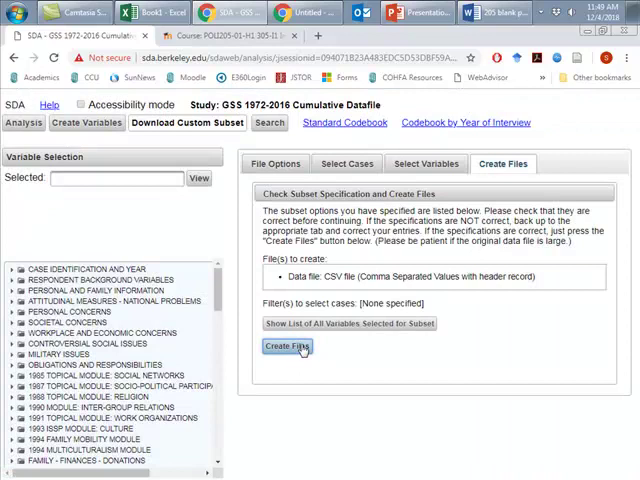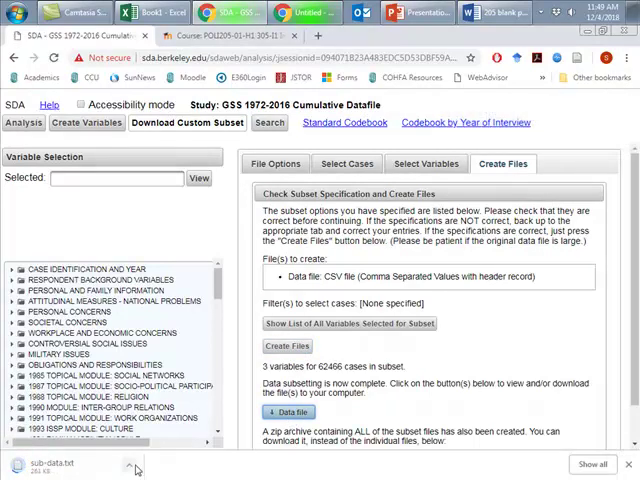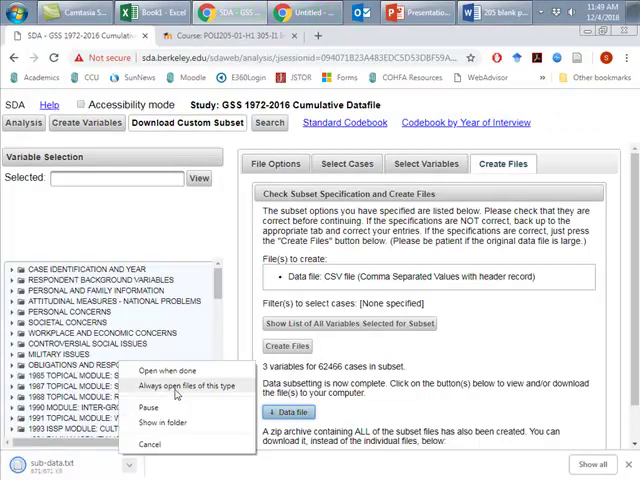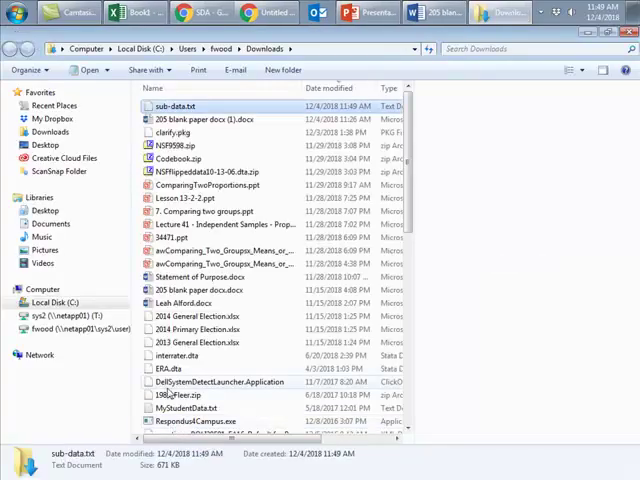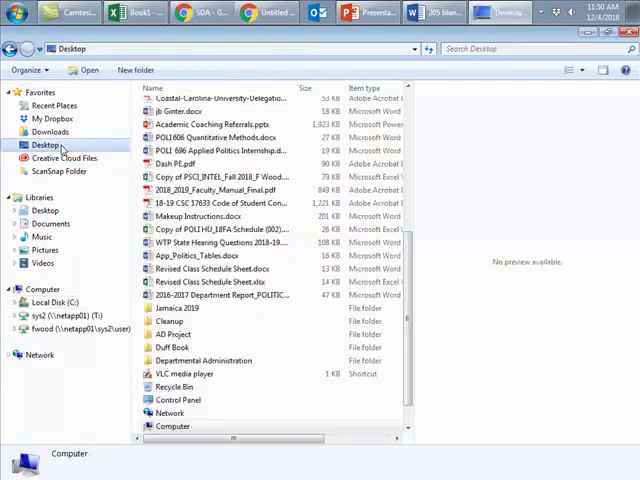Create the files. And then all I have to do is download the file. And here it is. I'm going to hit show in folder so that way I know where it is. This is my downloads folder. That's where it put it. And I don't want to keep it there. I want to put it someplace else. So for now, I'll temporarily just put it on my desktop.